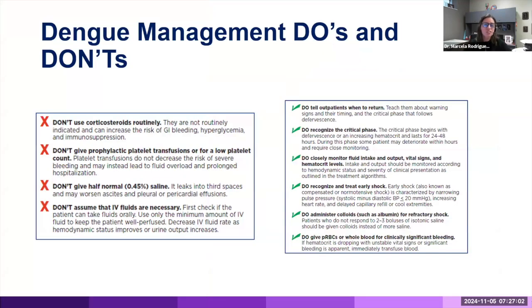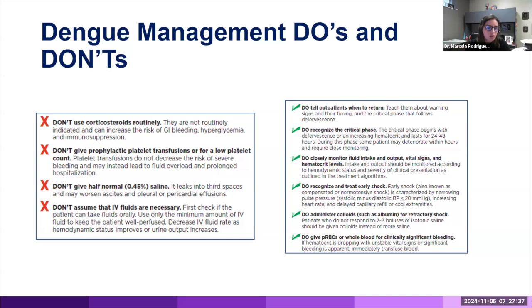So a couple of things that we should not do in dengue management. We shouldn't be using corticosteroids routinely. They're not routinely indicated, and actually steroids can increase GI bleeding, and can cause hyperglycemia and immunosuppression. So don't give prophylactic platelet transfusion for a low platelet count. Giving platelets does not decrease the risk of severe bleeding and may instead lead to fluid overload and prolonged hospitalization.